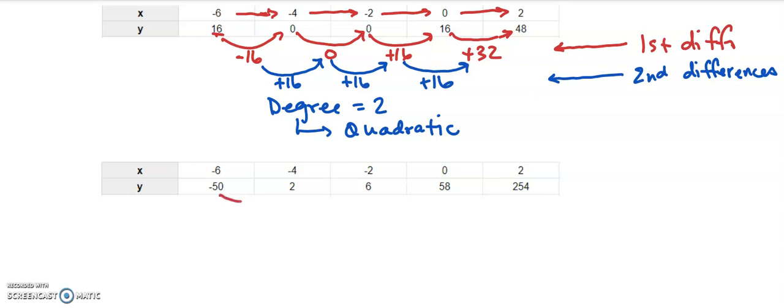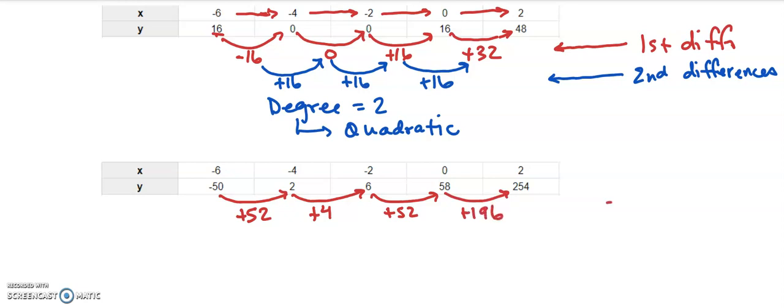So I'm going to look at negative 50, and to go from negative 50 up to 2, I have to add 52. From 2 to 6, I have to add 4. From 6 to 58, I have to add 52. And from 58 up to 254, I believe that's 196. All right, so again, going through the same process, those are our first differences. Our first differences are not constant, therefore it is not linear. So let's go ahead and move forward. Let's find our second differences.